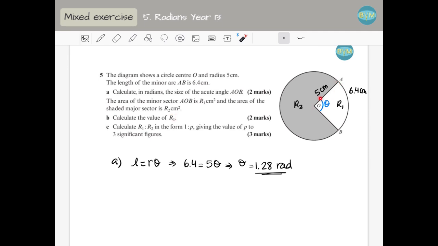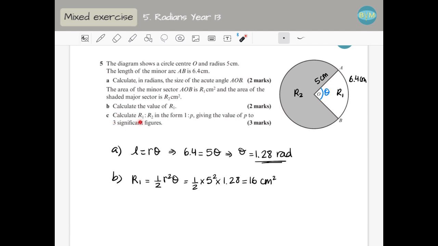We have the radius and we have the angle. So very quickly we know the area, I'm going to call it R1 because they call it R1. So R1 is going to be 1/2 r squared theta. So 1/2 times 5 squared times 1.28. This area is 16. I haven't rounded, it's just exact.